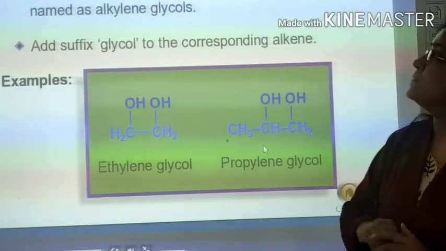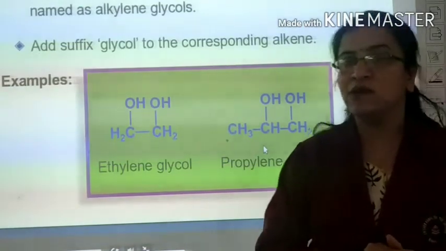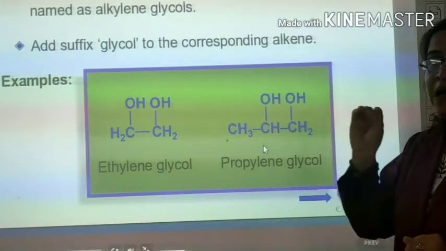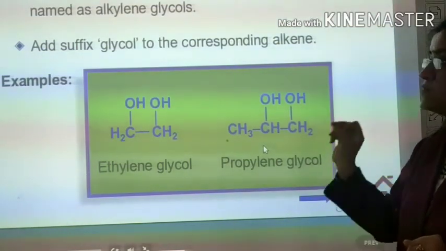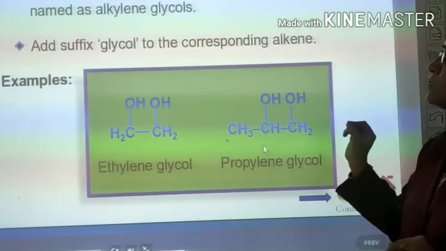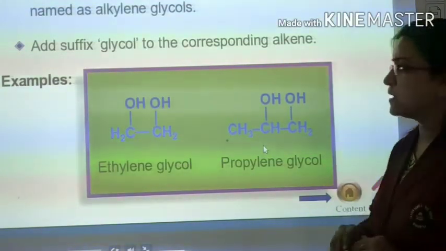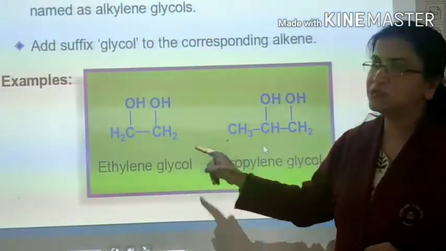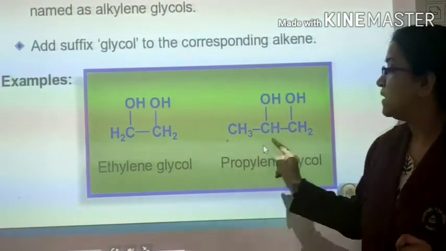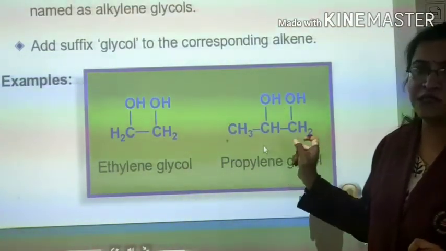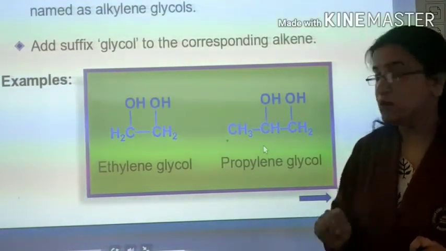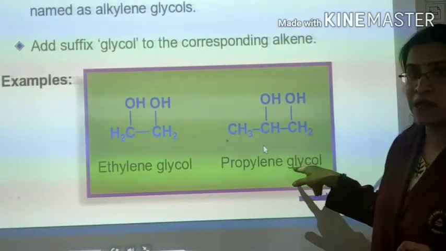In the common system, dihydric alcohols containing OH groups at neighboring carbon atoms are named as alkylene glycol. Remember this. This is for common names. And the suffix glycol is added to the corresponding alkene. For example, look at here. This CH2CH2 represents ethylene, so the name is ethylene glycol. Here CH3CH=CH2 represents propylene according to the molecular formula of the alkene, so it is named as propylene glycol.